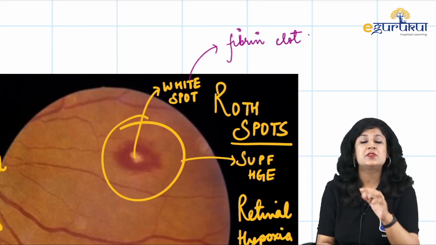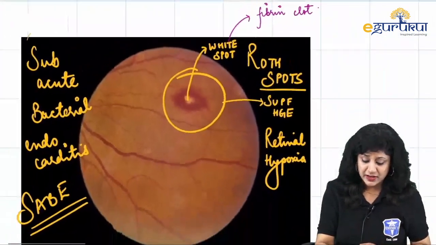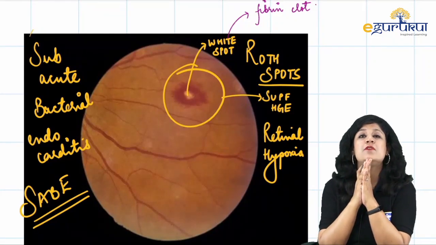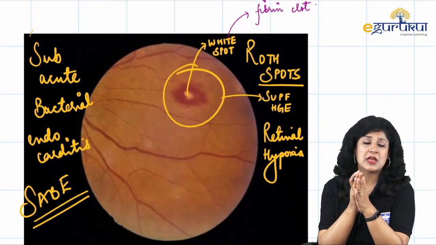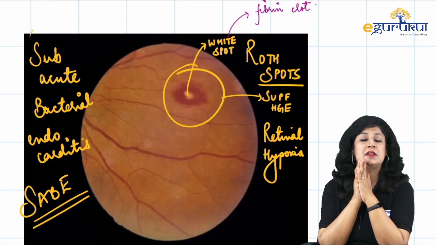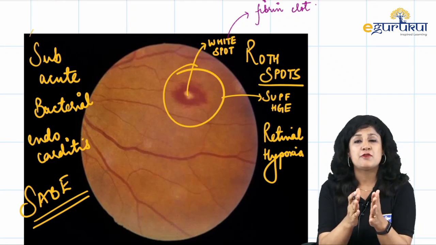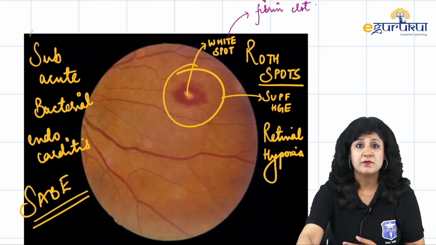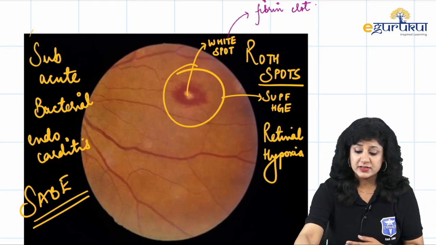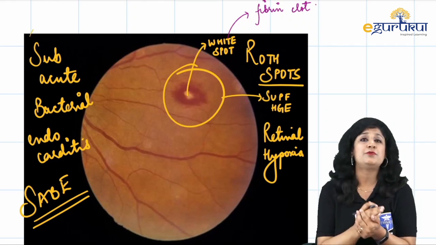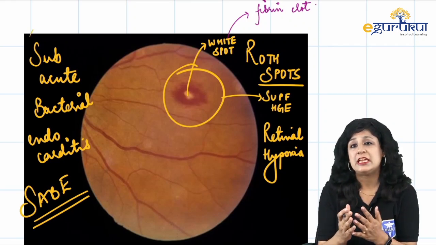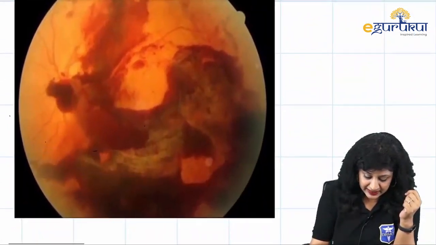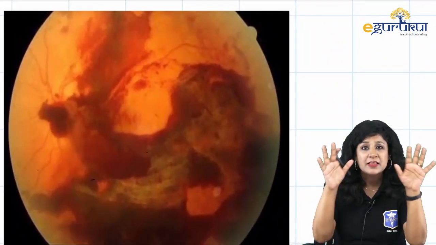So like these, we can have many Roth spots. Very, very important that whenever you are having the Roth spots, always look at the patient, and he may be a patient of subacute bacterial endocarditis. These kind of patients, whenever admitted in the medicine ward, their fundus is always requested, and we always get a fundus referral in order to see whether the Roth spots are present or not.